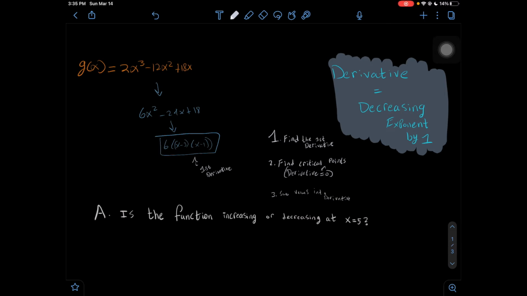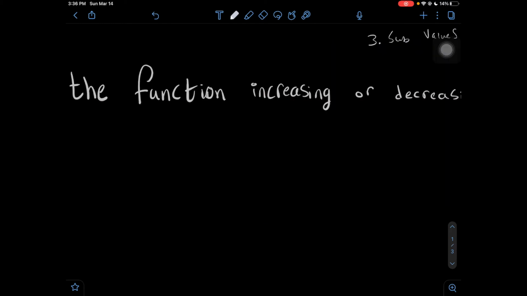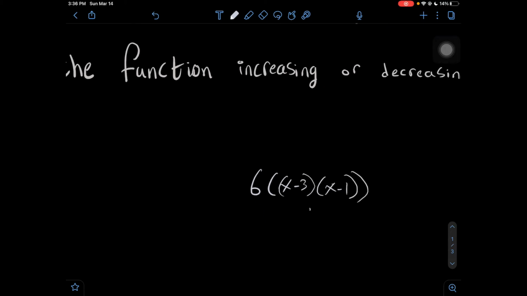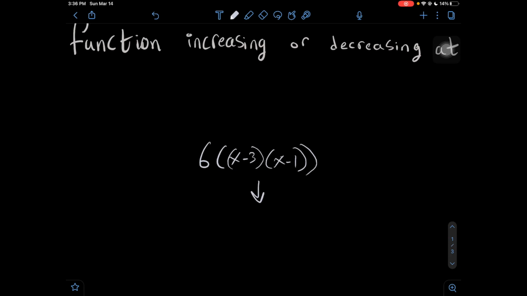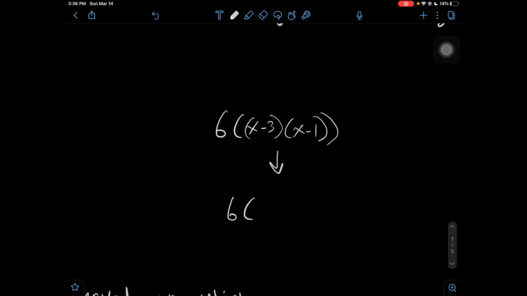So let's go ahead and do our first problem, where it asks, is the function increasing or decreasing when x equals 5? So when you have a question like this, you're going to substitute this value of x, which is 5 here, into your derivative. And we said our derivative is 6 times x minus 3 times x minus 1. Substitute in our value of 5. So this is where step 3 is playing in, subbing values into the derivative. So we have 6 times 5 minus 3 times 5 minus 1.